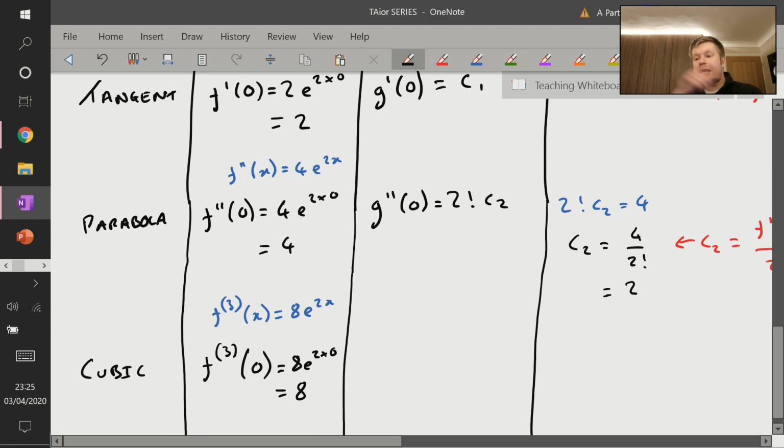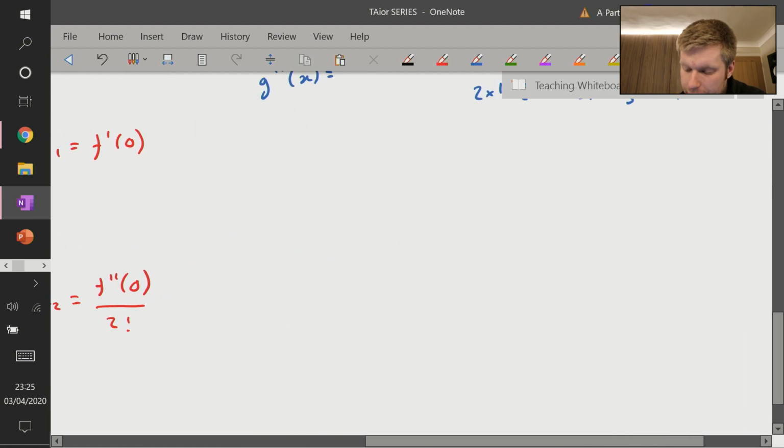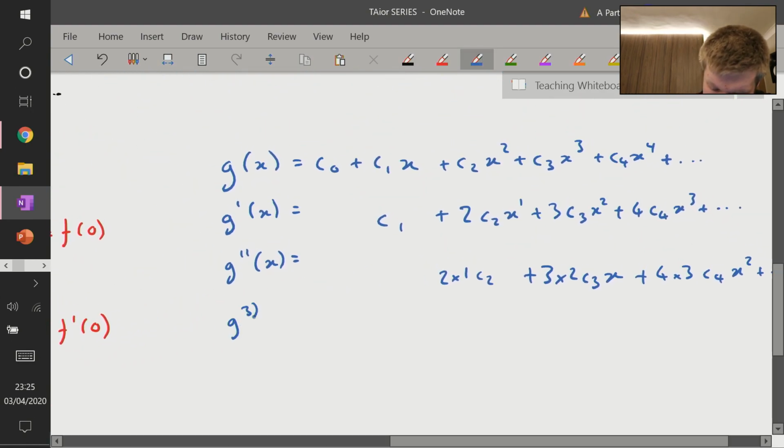Let's do the same thing with our approximation function, because of course we want that to be the same as what's happening with our true function with the third derivative. So let's come over here. Let's differentiate it 3 times. So let's differentiate what we had before again.